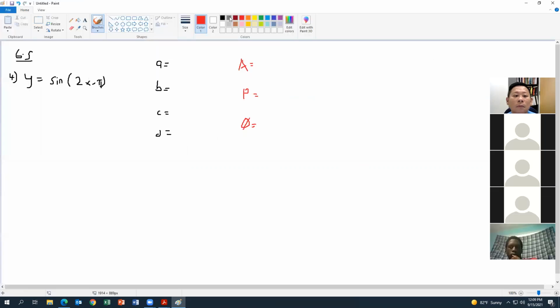A is 1. That's the first number. Okay. B is 2. Yep, that's right next to your x, like slope. And C.